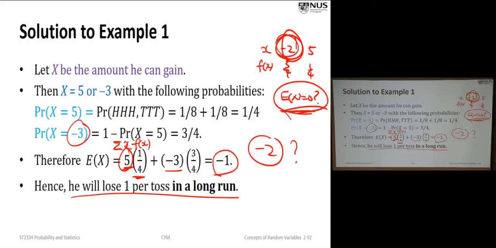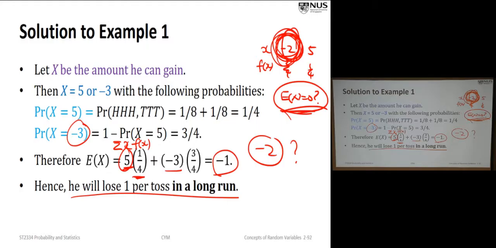But for a mathematician, we'll try to set up an equation with this as the variable. This part as the variable. An equation based on the expectation of x equal to 0. And then try to solve that equation and get the answer. All right?